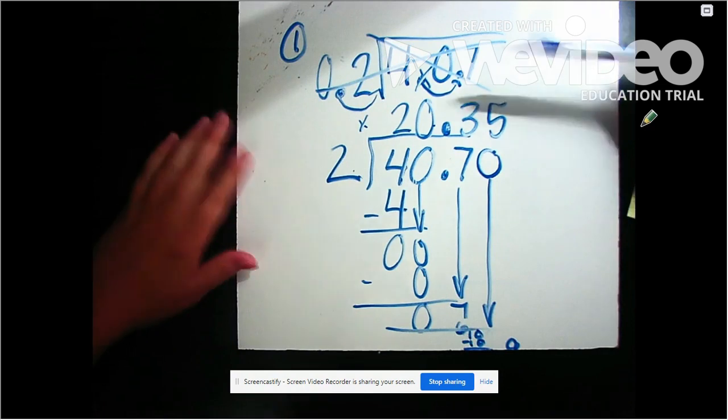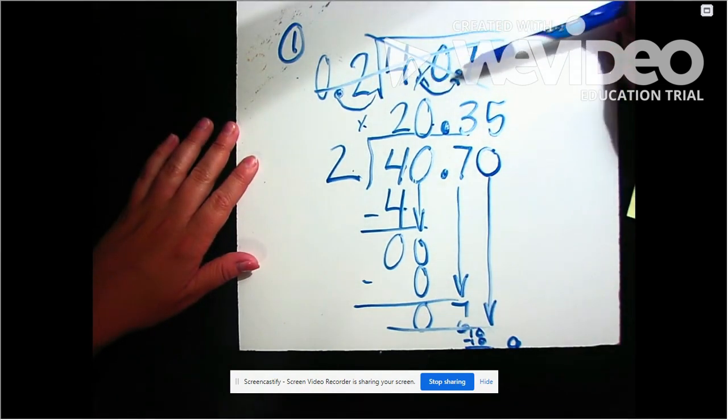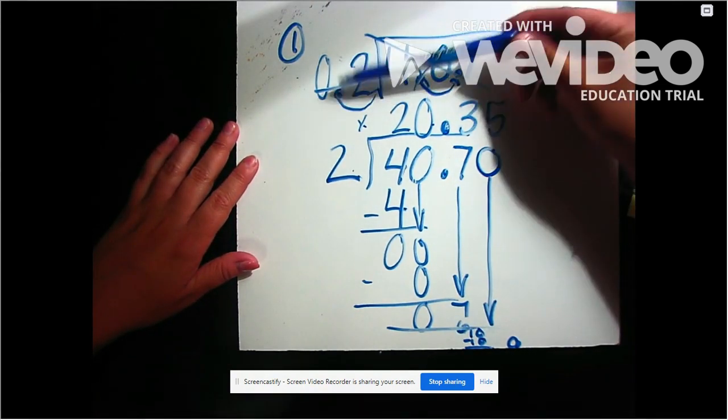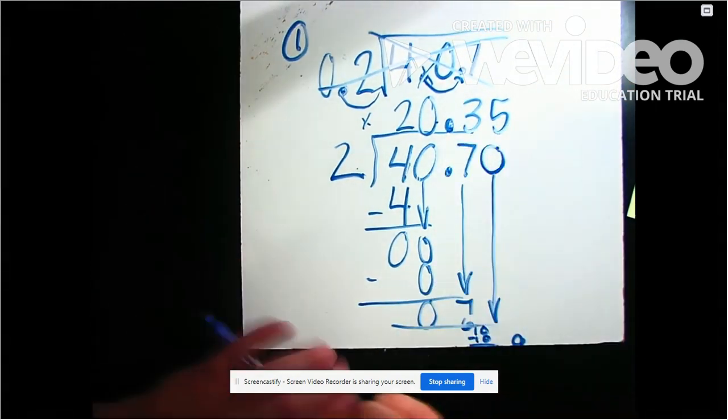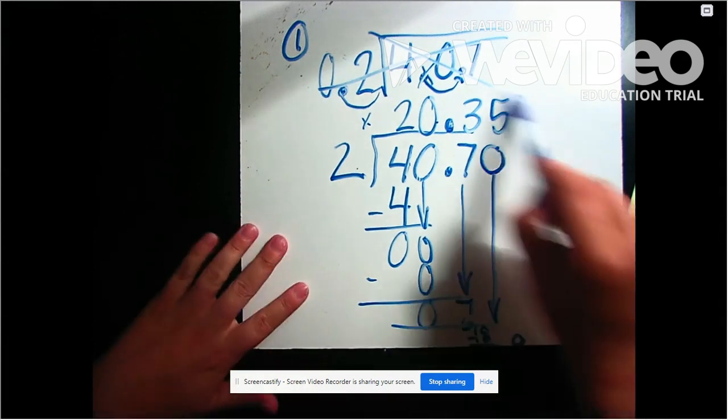So my answer to 4 7/100 divided by 2/10 is 20 35/100. Okay, so I hope this helps.